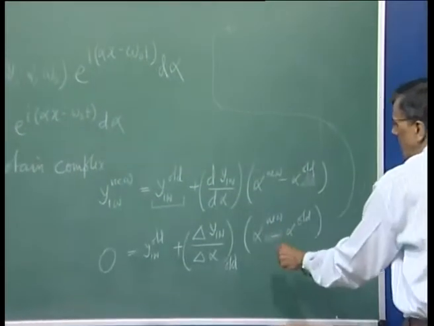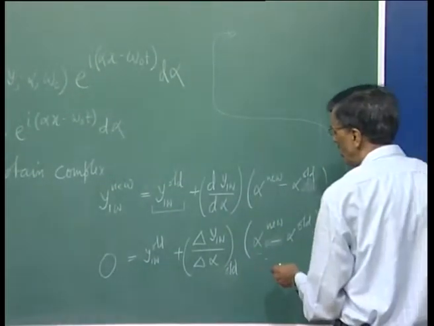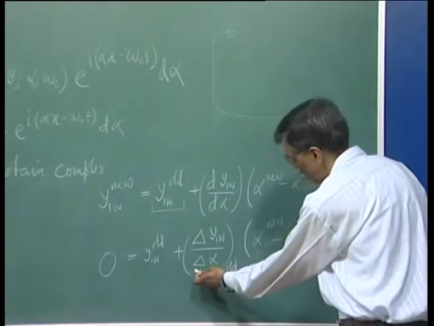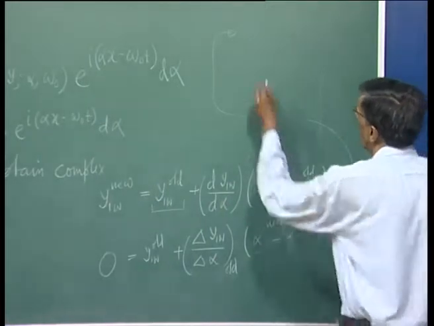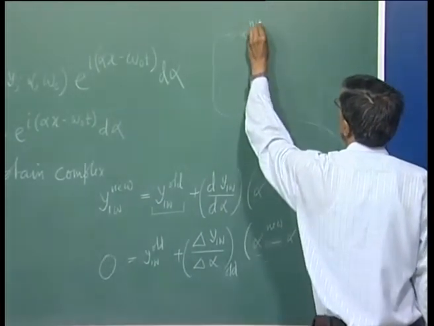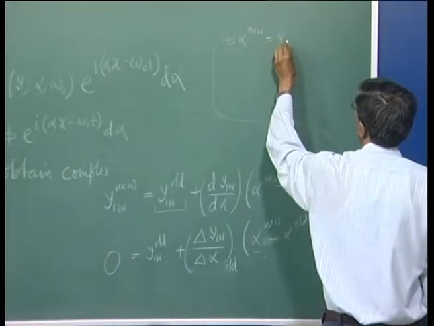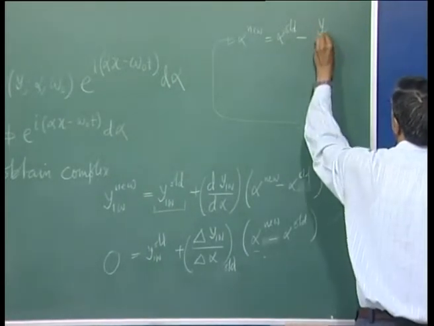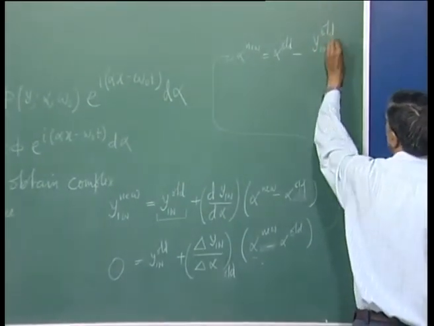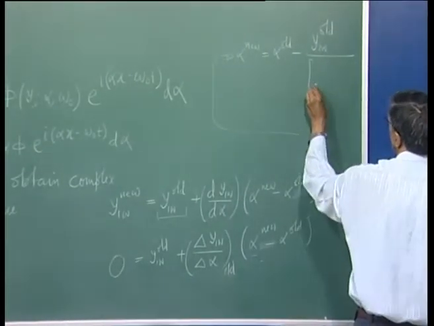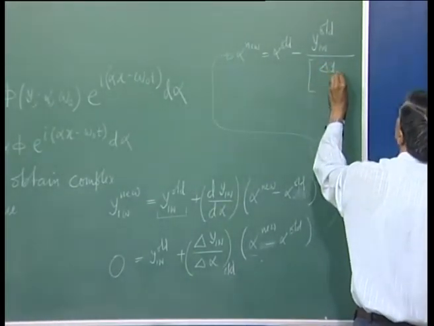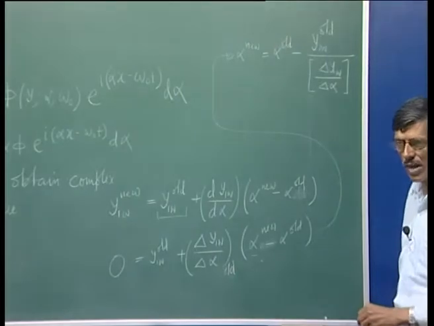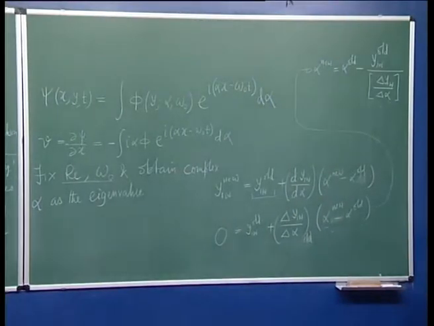We do get this value, right. What is this value going to be? I will first take this on the side, divide by this, and then add to that. So, I will find alpha nu should be equal to alpha old minus y 1 old divided by this quantity delta y 1 by delta alpha, right. So, this is your Newton-Raphson search actually.